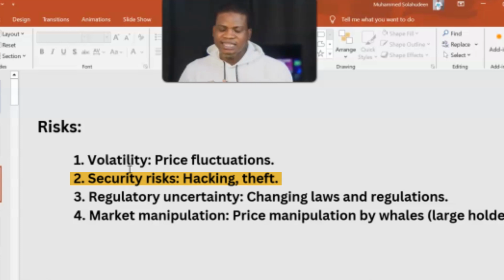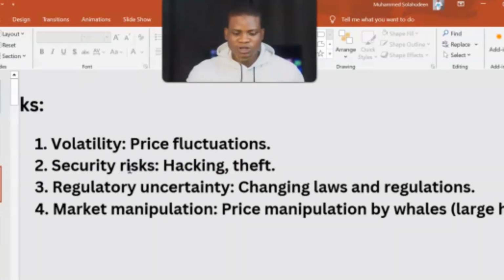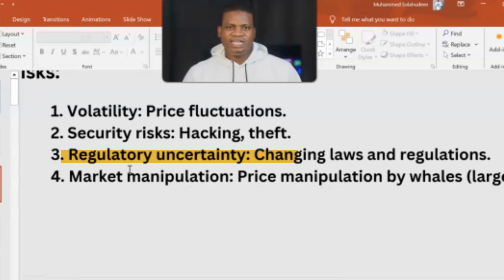Sometimes there are hackings and thefts. Sometimes if you misplace your private keys, your wallet can be hacked. Also, regulatory uncertainty. Looking at the fact that cryptocurrency is a new market that was just created in 2008, there are some regulatory uncertainties with crypto. Some countries are not accepting it, some countries are accepting it. And this is one of the challenges that come with crypto.